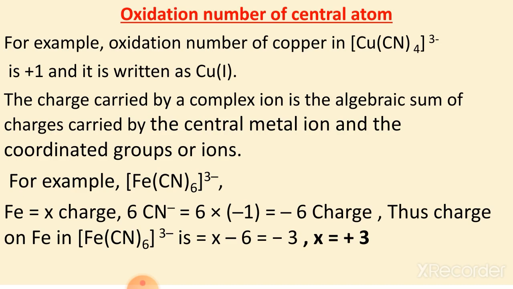You can calculate the charge like this. Think that the charge of Fe is x. The charge of 6 CN⁻ is equal to 6 into minus 1. CN contains minus 1 charge. Here there are 6 of them, that's why we multiply 6 into minus 1, and in this way we get minus 6 charge. Thus the charge on Fe in [Fe(CN)6]³⁻ is x minus 6 equal to minus 3. So x equals plus 3. In this way you can calculate the charge on the central atom. This is very important for writing the formula and also for writing the name of the compound.